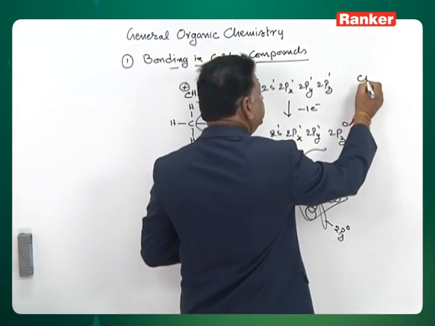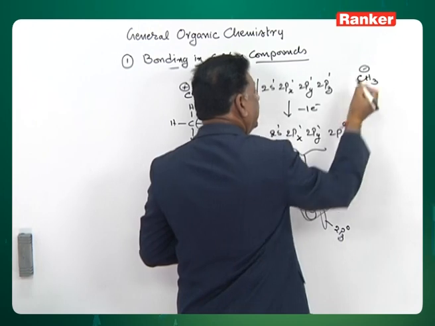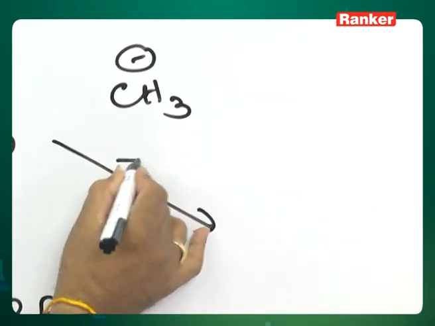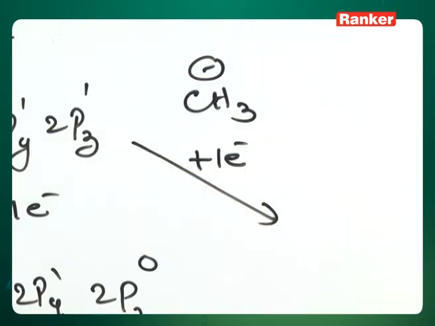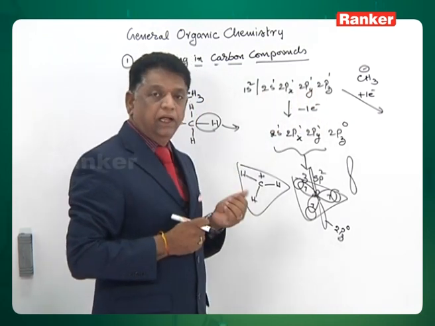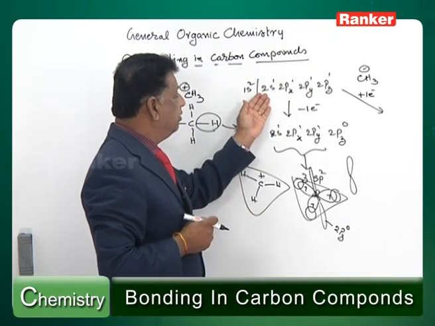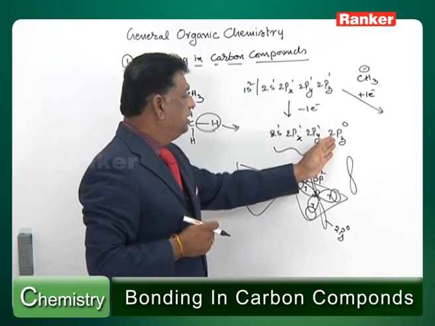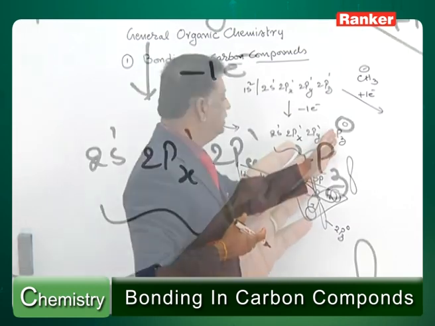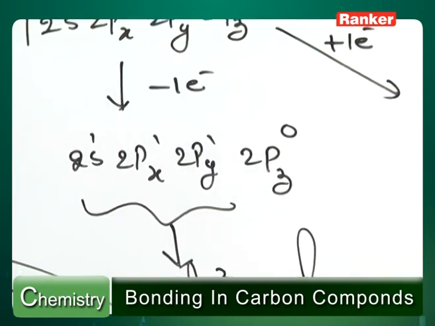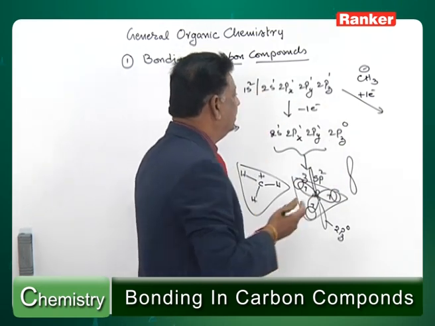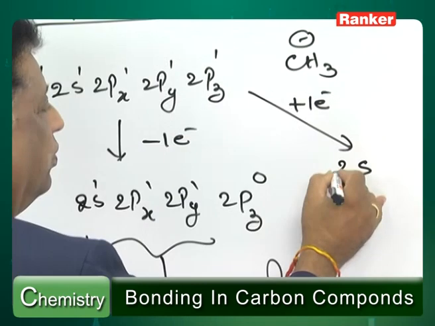Similarly, CH3 minus, a negative, means one electron extra is added. For this system, let us add one electron. The added electron goes to the lowest energy level, whereas an electron is always removed from the topmost, higher energy level. So the system will now become 2s2, 2px1, 2py1, 2pz1.